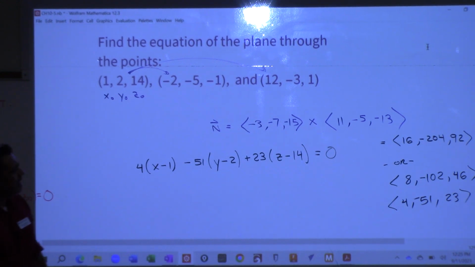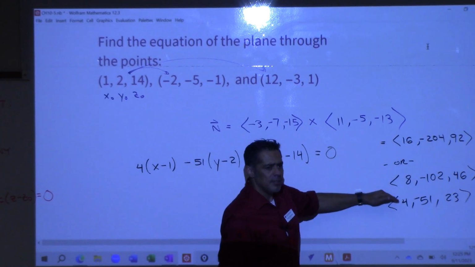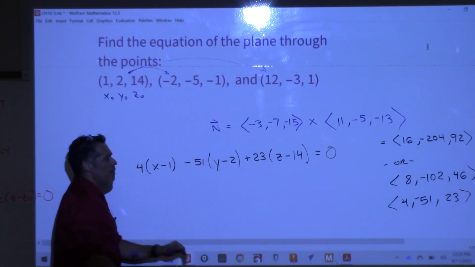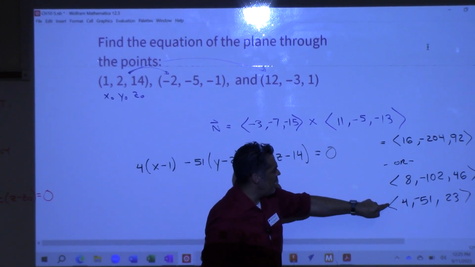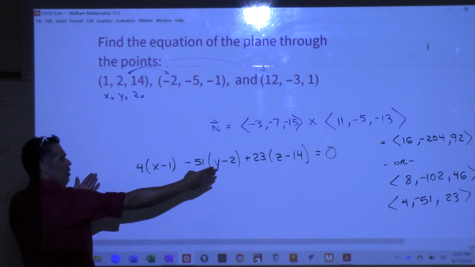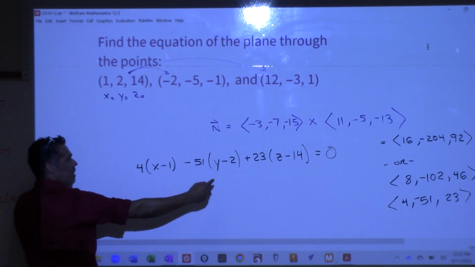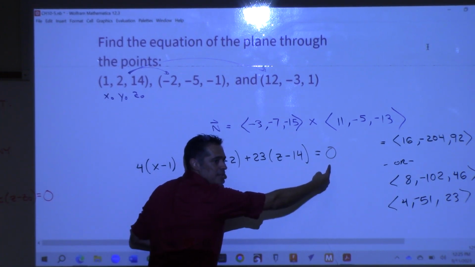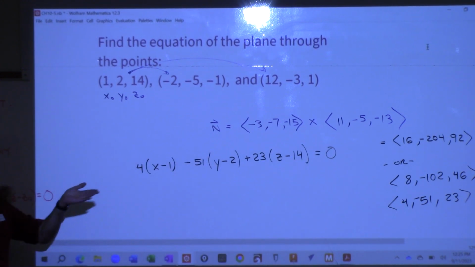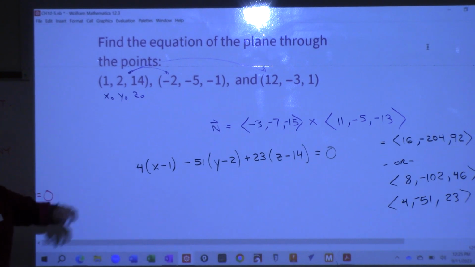Do y'all see why it didn't matter that I scale this, that it has no impact on this equation? If I wanted to get back to this one, instead of using this vector, I use that one, what do I do here? Multiply both sides by 2, and it has no impact on the right-hand side. So multiplying by 2 doesn't change the equation. Multiplying by 5 doesn't change the equation. So it can be any multiple of that vector.